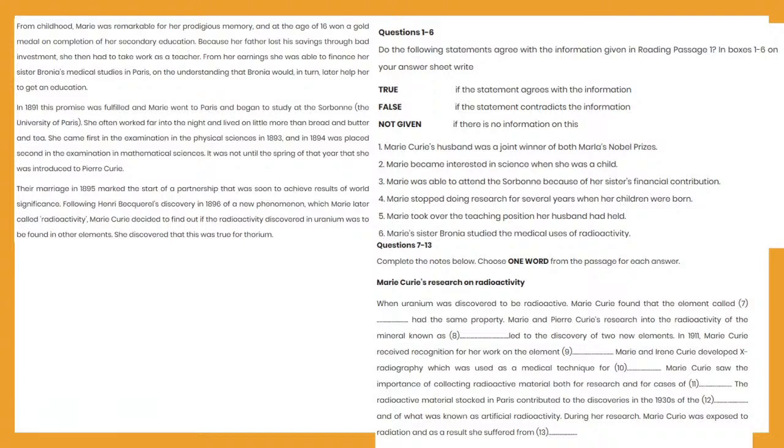The question here says that Marie Curie's husband was a joint winner of both of her Nobel Prizes. Okay, so let's see. It is written somewhere. I'll show you this topic later on. Okay, Marie became interested in science when she was a child. I think I'm missing a paragraph here. I think I have to check this one paragraph. We'll come to it later. Let's discuss this.